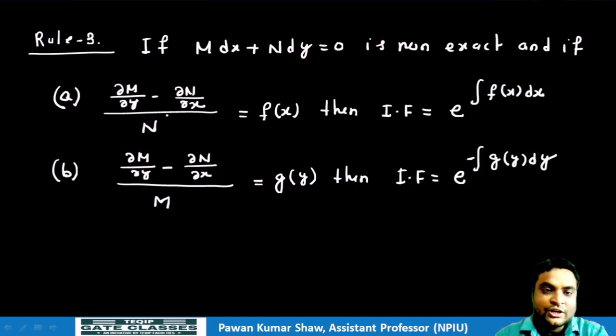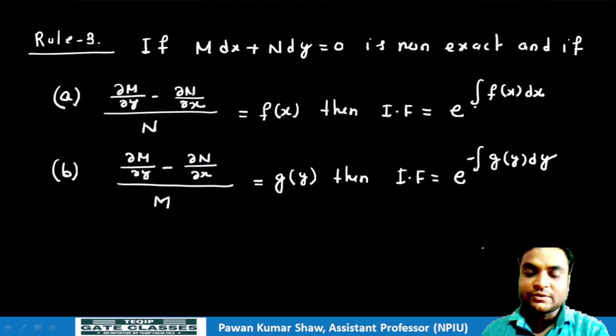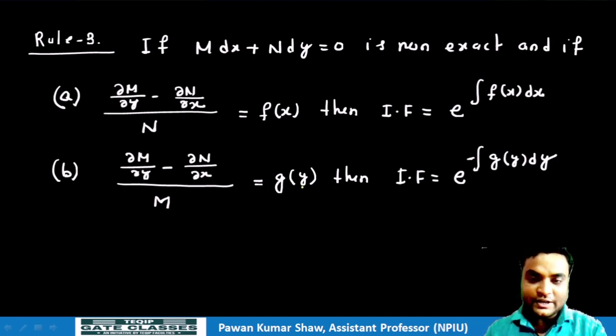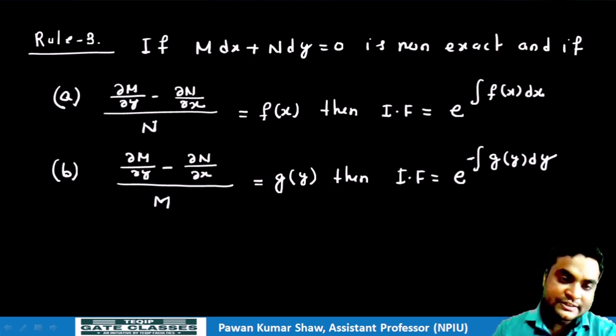If the equation is non-exact and if you calculate del m by del y minus del n by del x divided by n, if it is a function of x, then in that case the integrating factor will be this one. Or if you calculate del m by del y minus del n by del x divided by m, that is the coefficient of dx, and you get a function of y, in that case the integrating factor will be e to the power of minus integral of g(y) dy. So in both cases the numerator term is the same, only we are changing the denominator term.